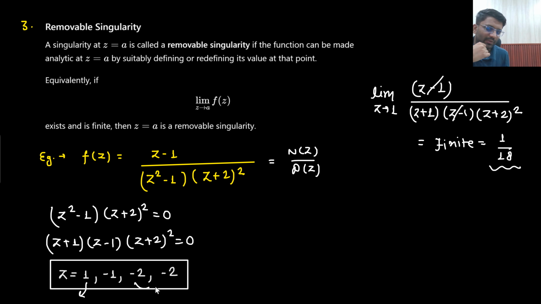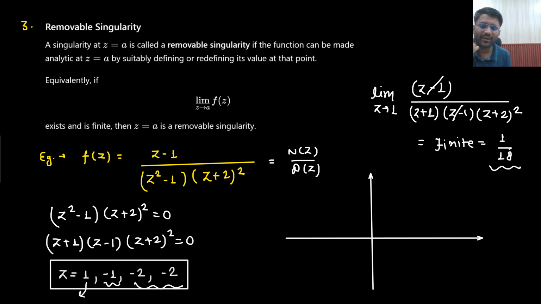Are the others singularities? Absolutely, they are also singularities. Let's plot them. If I plot them, how will they look? So z equals minus 2 is repeated twice. There is a singularity at z equals minus 1. This is your z equals minus 2, this is your z equals minus 1, and then z equals 1.